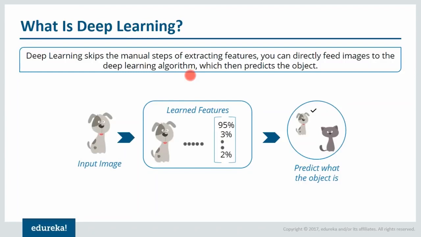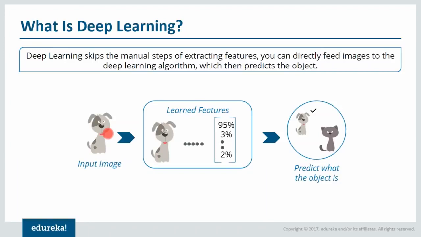So what happens in deep learning? We skip the manual step of feature extraction. So what we do, we directly take the input image and feed it to our deep learning algorithm. And because of that, whatever features we have already manually provided, apart from that, there might be many other features which are important.